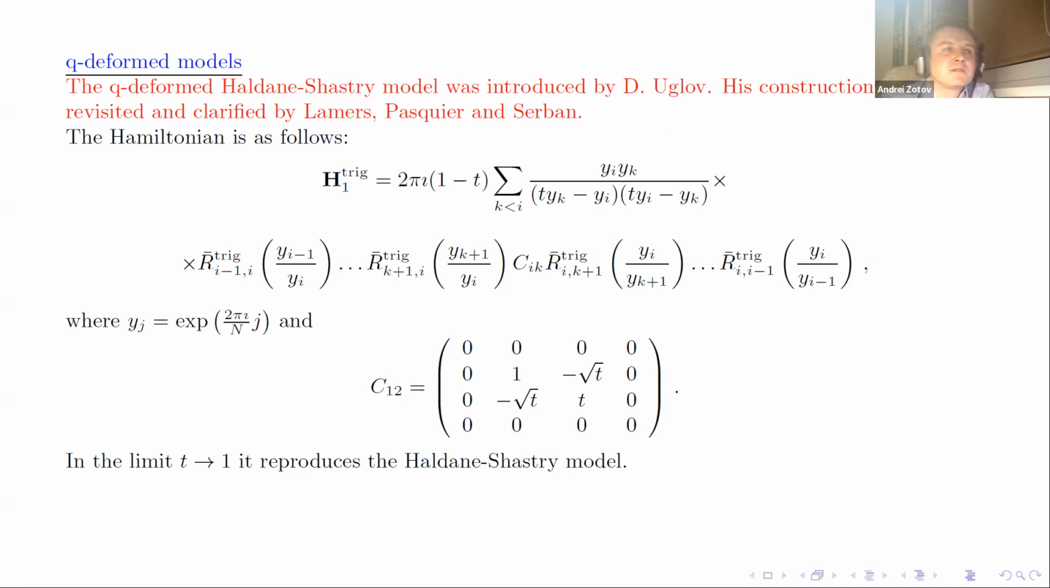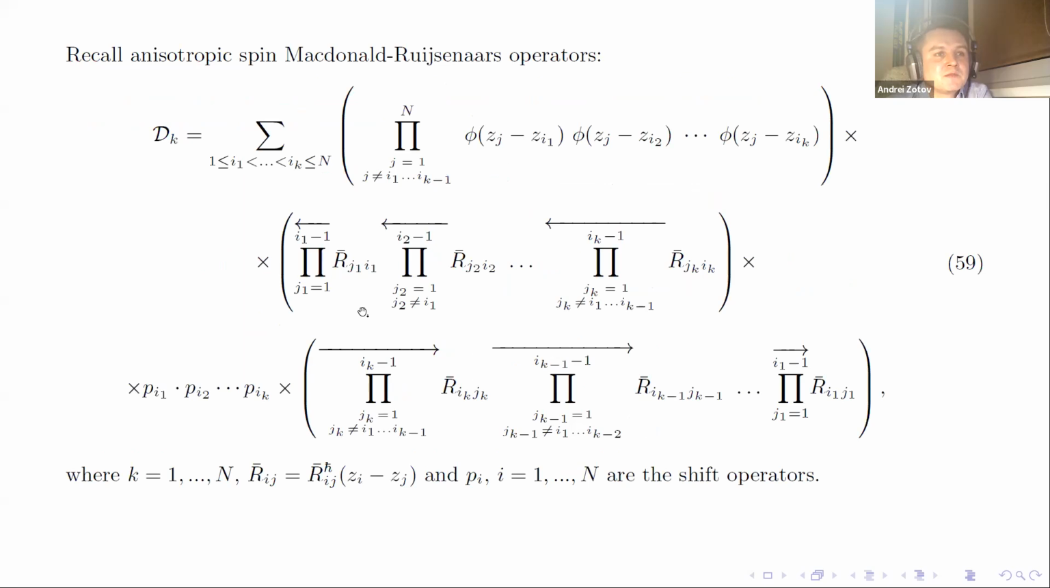We use the result here to write down the first Hamiltonian of Uglov's chain. Uglov's or q-deformed Haldane-Shastry, it's just the same. This is given here, and it is indeed a generalization of the Haldane-Shastry model in the sense that if t goes to 1, then one can reproduce the Haldane-Shastry Hamiltonian. So we can apply the same technique to our result.